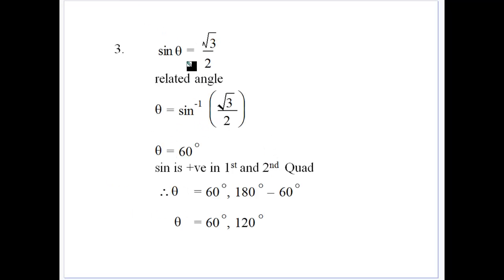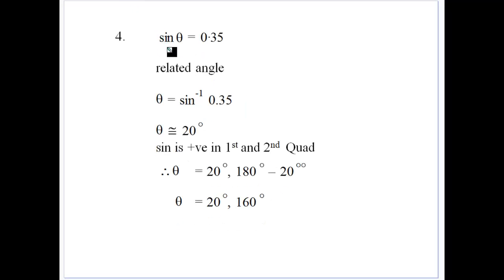Get your related angle. So inverse sine of root 3 on 2 gives us a related angle of 60 degrees. Where's sine positive? The first and the second. So we've got our related angle, so nothing has to go on there. But we subtract 60 from 180 to give us 120, the angle that's in the second quadrant.